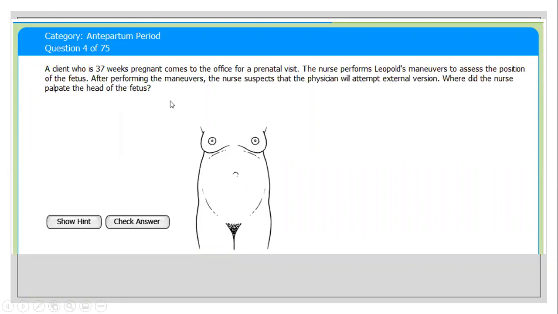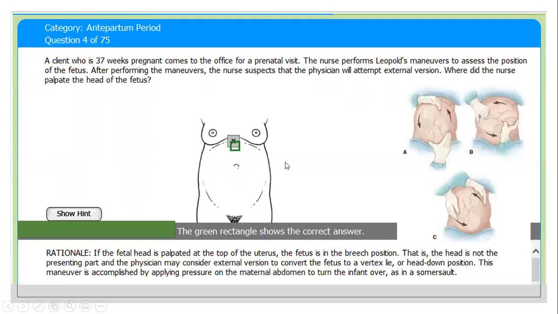So in this question, we are talking about 37 weeks of pregnancy, a prenatal visit, and the nurse performs Leopold maneuvers. What is Leopold maneuver? We have to know. It is an assessment of the position of the fetus. After performing Leopold maneuvers, the nurse suspects the physician will attempt external version. And where did the nurse palpate the head of the fetus? The correct answer is that the head of the fetus should be in this green area.